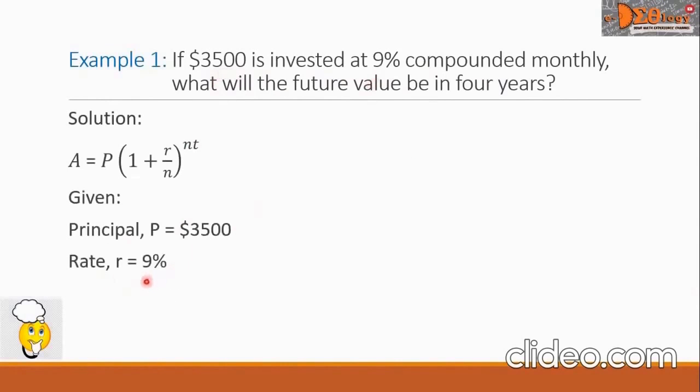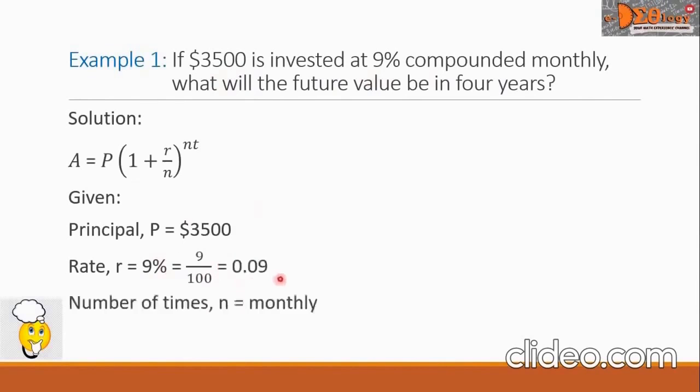And this percent we will convert into decimal. First, we will put this number 9 over 100. We drop the percent sign, of course. And then the quotient 9 over 100 is 0.09. Then the number of times the interest is compounded, it's written here monthly. So we will write n equals 12. Next is the time, denoted by T, and that is 4 years.